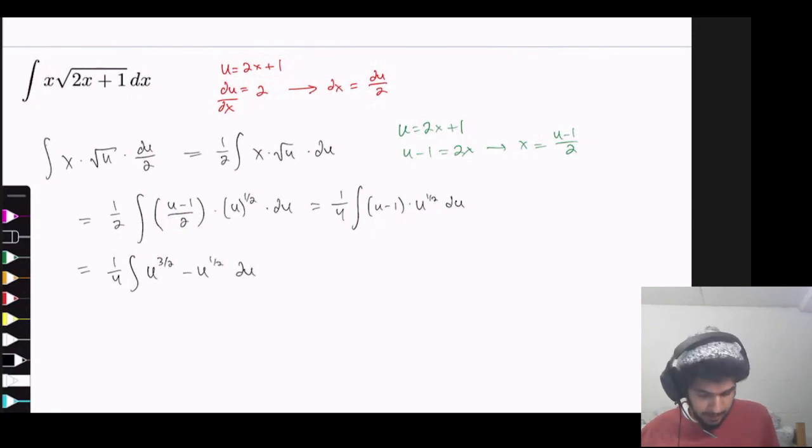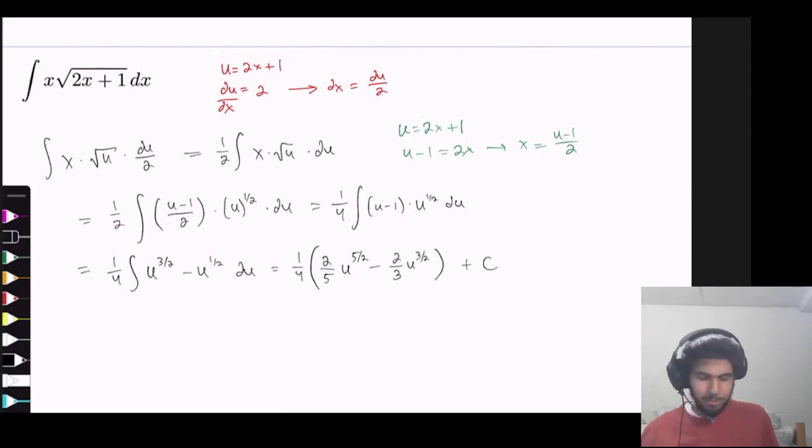And this we can handle using the power rule. So this will be equal to 1/4 times: 3/2 add 1 is 5/2, divide by 5/2, we get multiplying by 2/5. So 2/5 u to the 5/2, minus: 1/2 plus 1 is 3/2, divide by 3/2, same thing as multiplying by 2/3, u to the 3/2. And then we have to tack on a plus c because this is an indefinite integral.